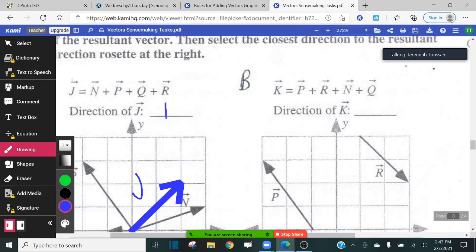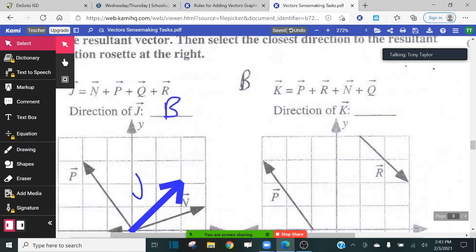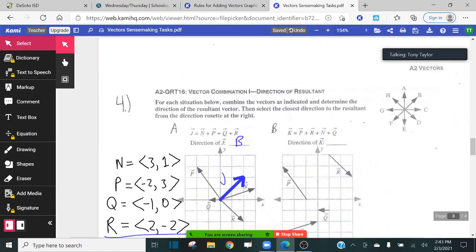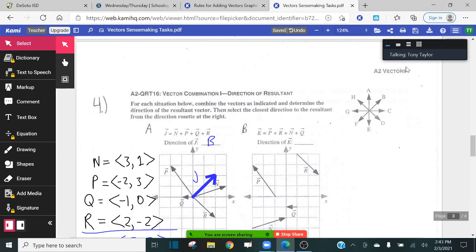So this would be... wait, what is y'all? B. Huh? Nothing. So did y'all see what I did? It says select the closest direction that this arrow matches with this Rosetta. And of course, this arrow here matches B. Okay.